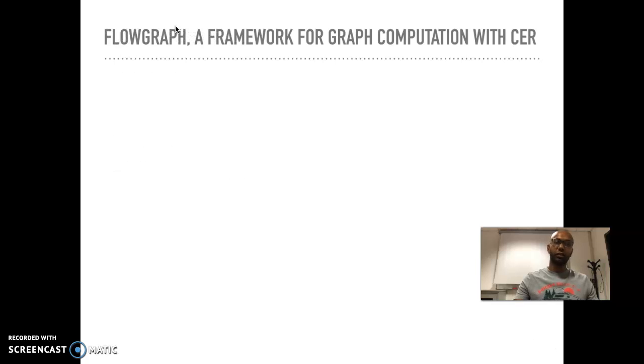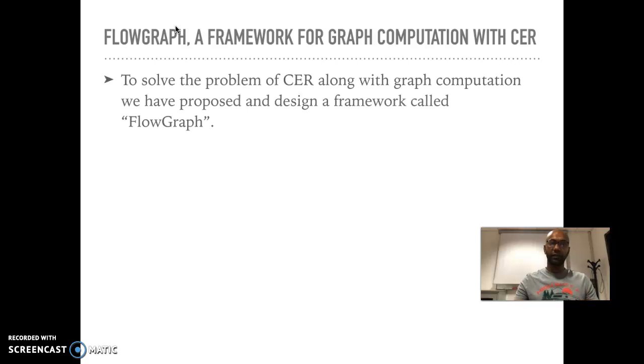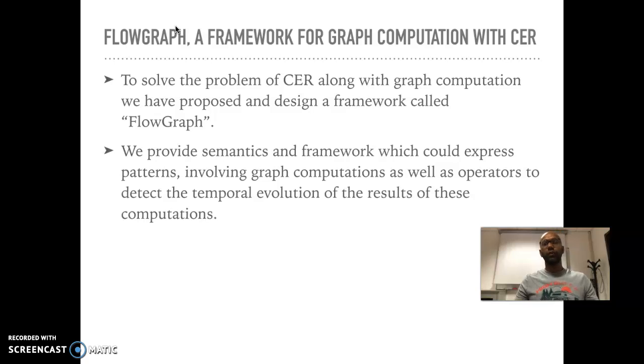So following is the proposed architecture. This work is basically a framework for graph computation along with complex event recognition, and we call it FLOWGRAPH. We provide a framework called FLOWGRAPH built in Akka in Java, and this framework provides graph computation as well as complex event recognition. So we provide a complete framework and semantics which allows you to detect patterns as the graph evolves with time. Along with that, you can also perform graph computation as part of your pattern. I will give you a very high-level overview of this framework without going into too much detail due to the shortage of time.